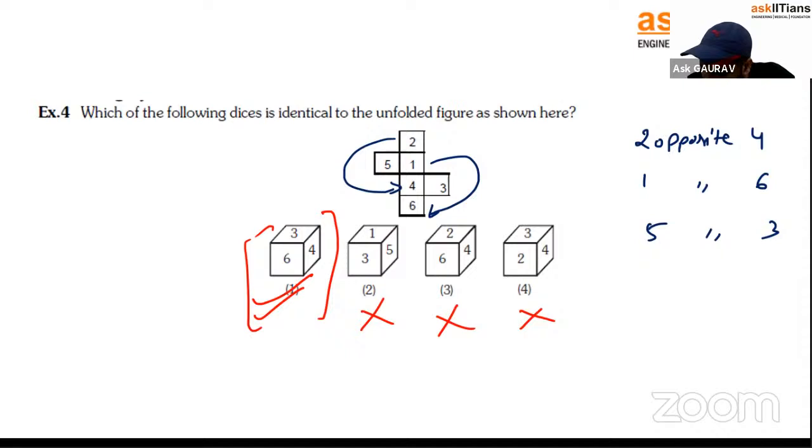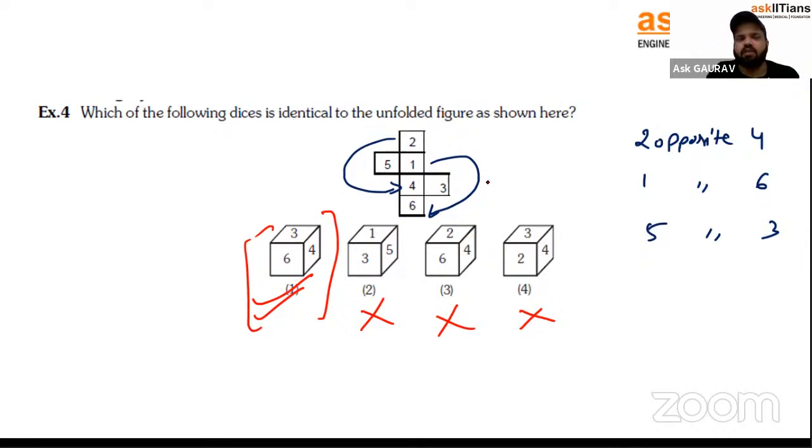So what are you saying? 3 is fake. What does fake mean? Out of the 4 options, only one is right. Definitely these 3 are not possible. You have to identify which one is the original dice.